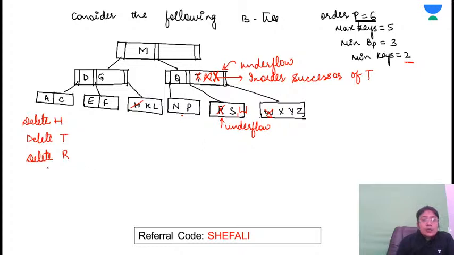Now let's delete one more element. I want to delete the node E. I want to delete this node. In this case, what will happen? If I delete this node, it will be asking for help.